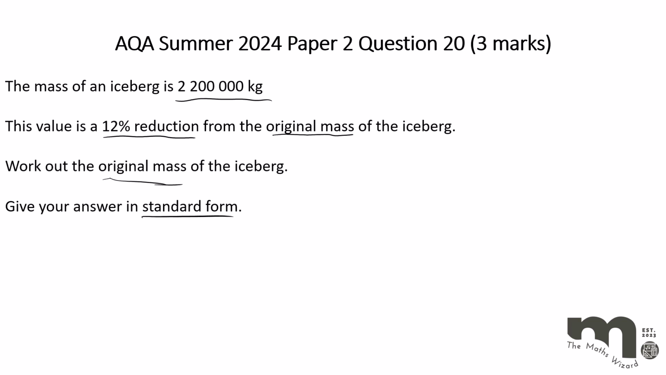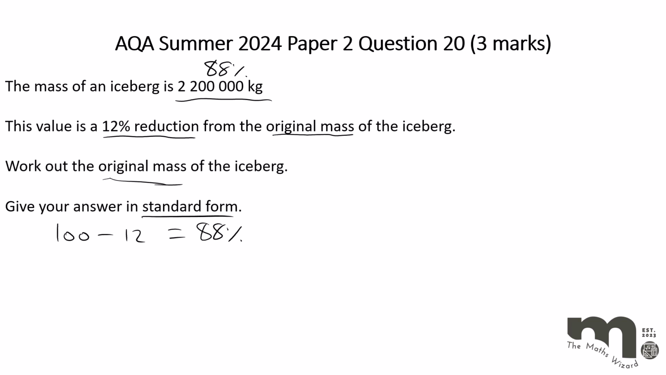Okay, so first of all with this, now it's been reduced by 12%. So if we take 12 off 100, that tells us that this amount is actually 88%. So this is 88% of the original value. Now we've got to get back to 100%.